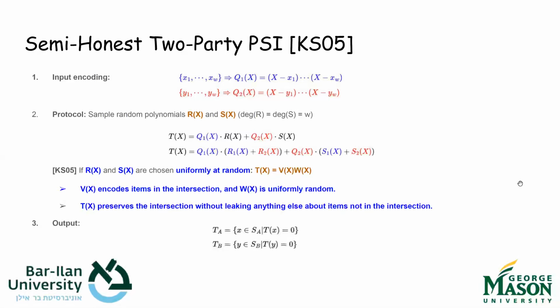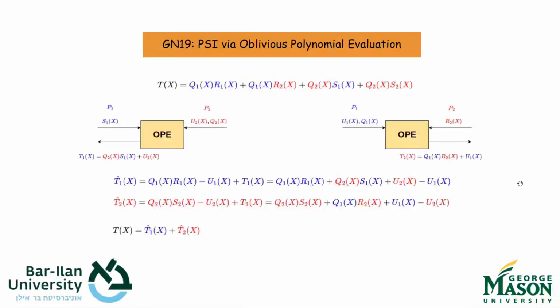To make sure that R and S are chosen uniformly at random, each party samples a random share of the polynomials. As we can see here, all the blue polynomials are held by P1, while all the red ones are held by P2. After computing T, each party evaluates T on their input set and outputs the intersection. With the Kissner and Song design in mind, GN19 proposed an effective way to compute T(x). GN19 reduced the computation of T(x) to two oblivious polynomial evaluation instances. Before going into the details of the GN19 protocol, I'd like to note that the blue polynomials are entirely known by P1, while the red ones are known by P2.